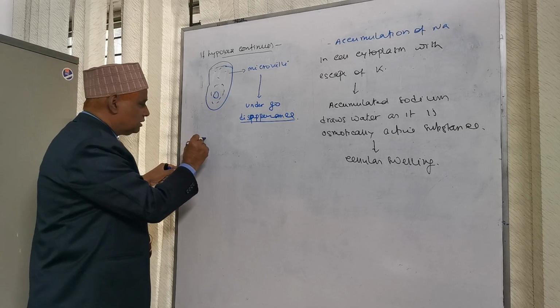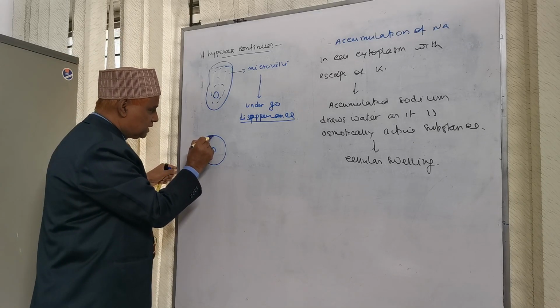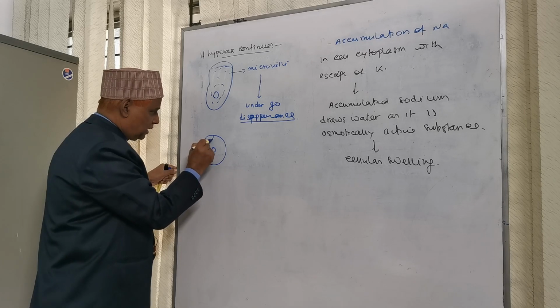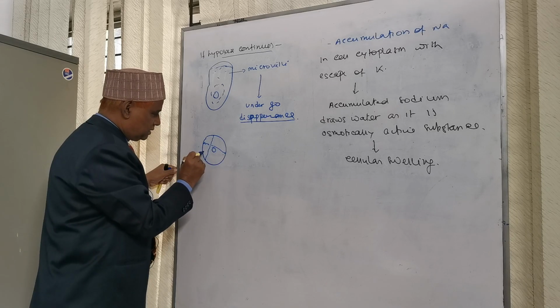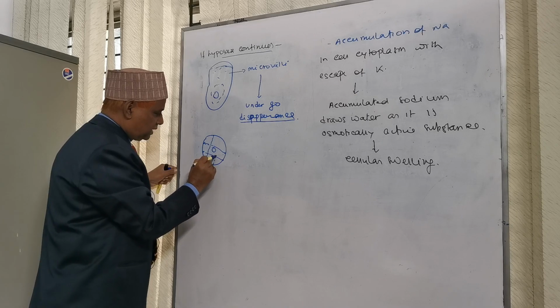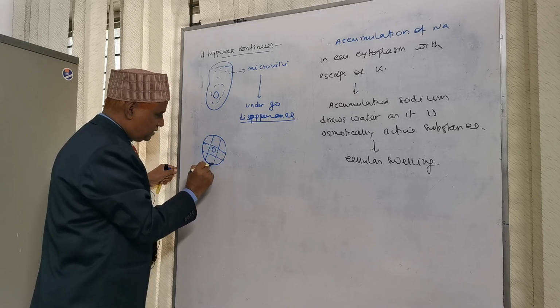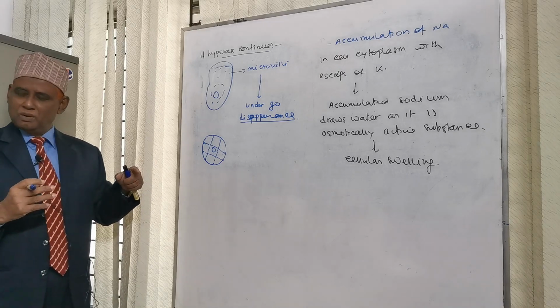You know, this is the cell, again the cell, water is accumulated, and these are the cytoskeletons. The cytoskeletons remain attached at the cytoplasmic membrane. If excess water is accumulated within the cell, what will happen?